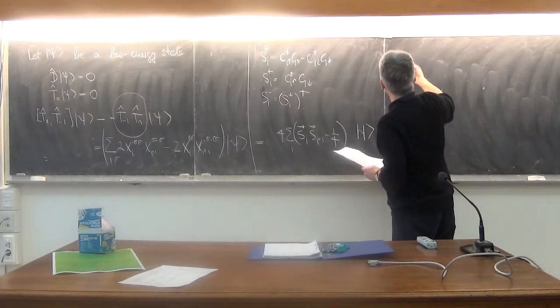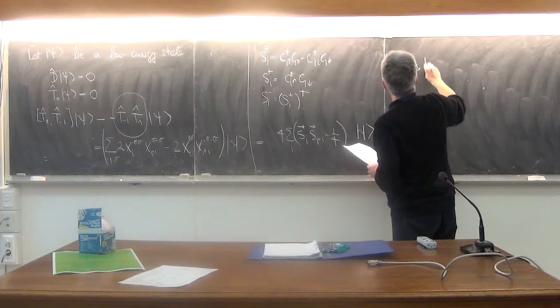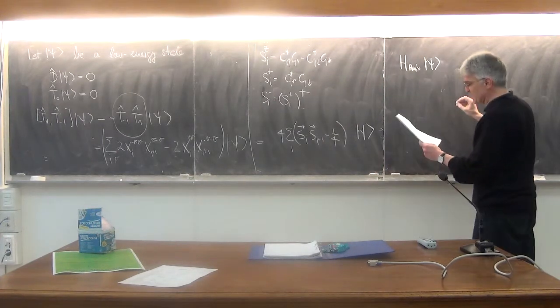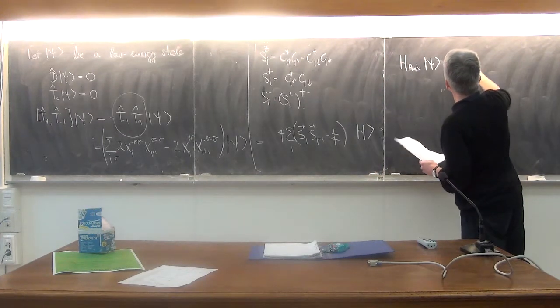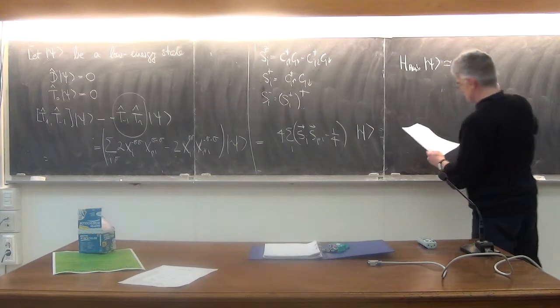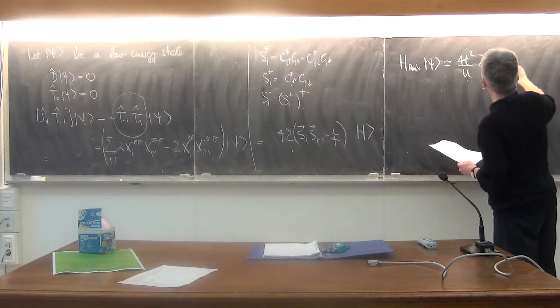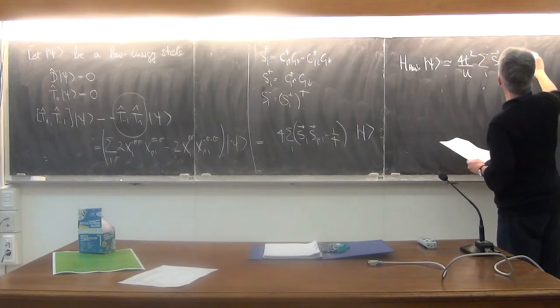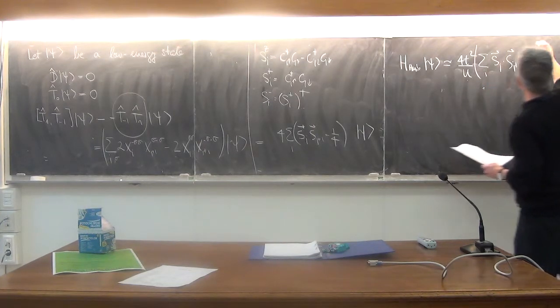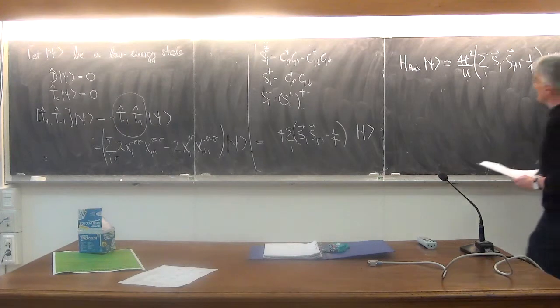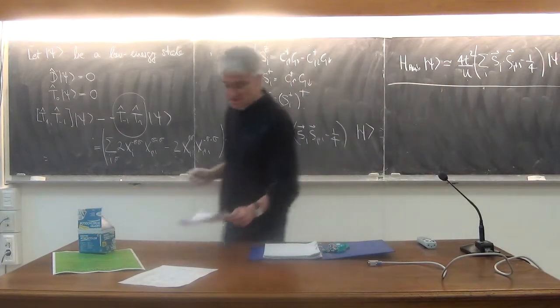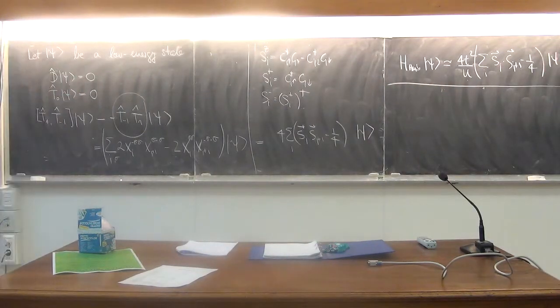So H Hubbard on this manifold of psi states gives something like 4t squared over mu sum j, Sj dot Sj plus 1 minus a quarter, psi. And this is where this exchange interaction comes from. It's just a consequence of strong repulsion.